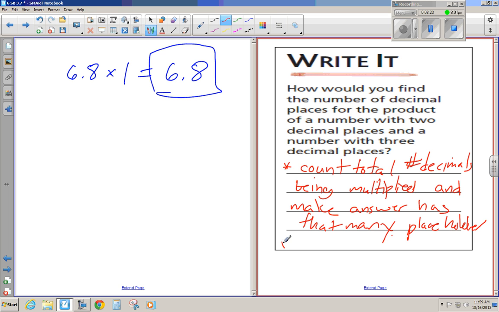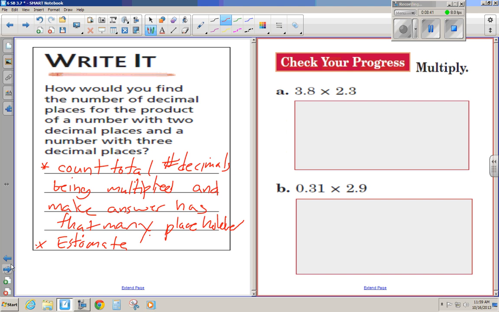The other way is to estimate. All right, estimating you should do anyways to see if your answer is reasonable, but really estimating could be used to find the number of placeholders. So 3.8 times 2.3. Well, that's basically 4 times 2, so a reasonable answer should be close to 8.